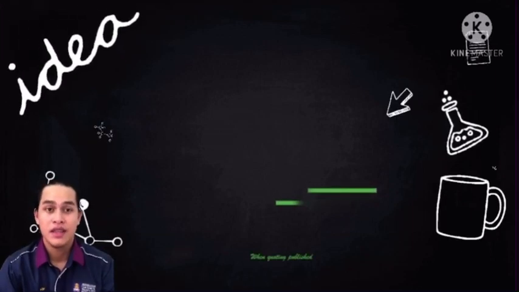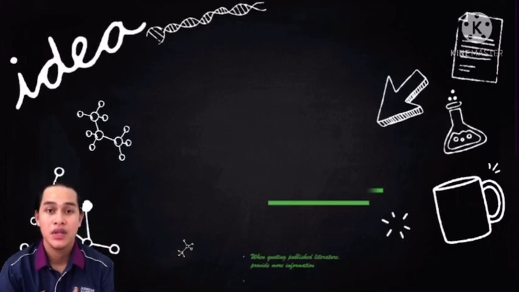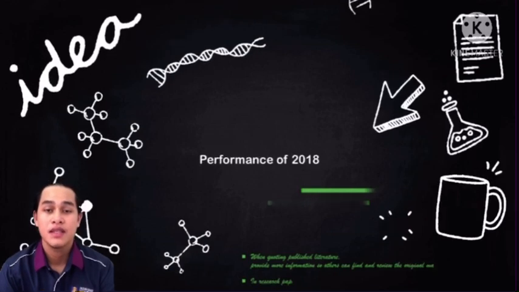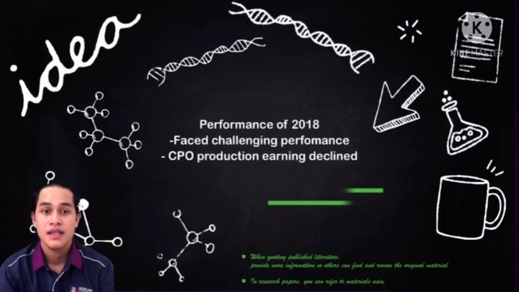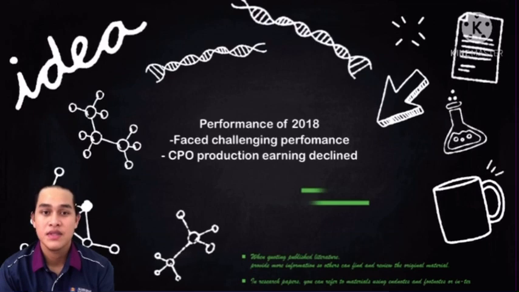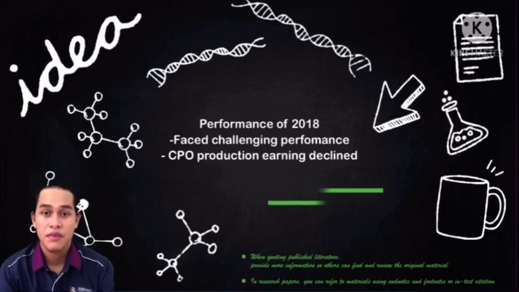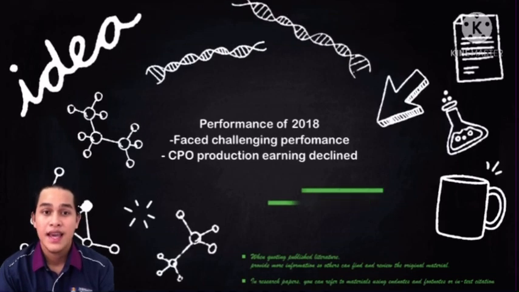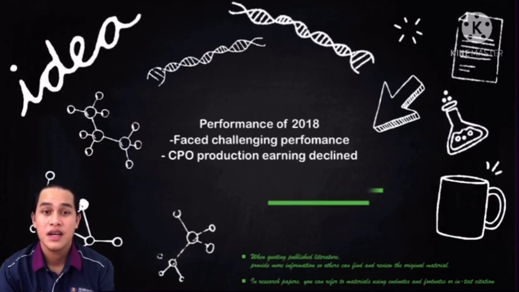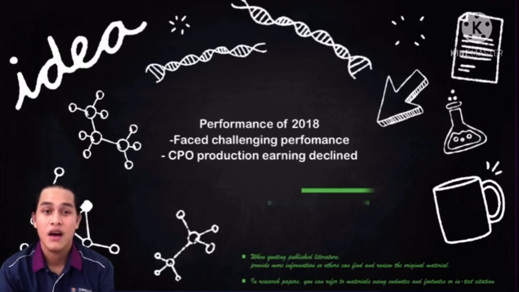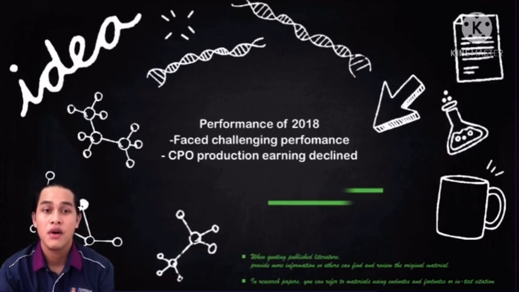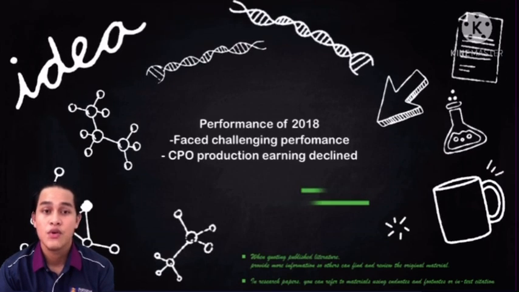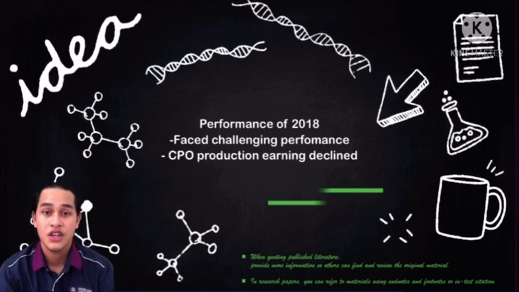In 2018, the Malaysian oil palm industry faced a challenging performance. As compared to the achievement in 2017, crude palm oil CPO production, export of palm oil, CPO price, and total palm oil export earning declined, while that of import and closing palm oil stock showed a significant increase.